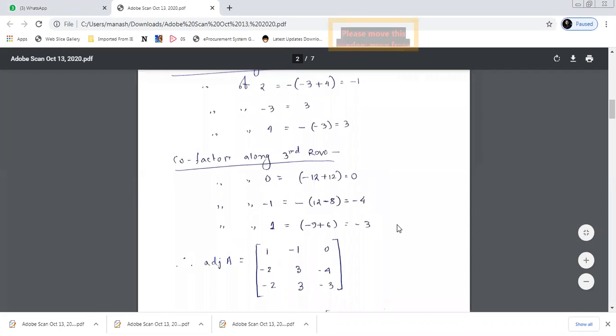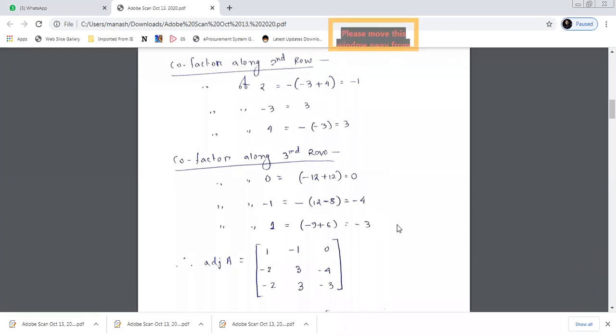Okay, listen. So how can we find the adjoint of A? At first, you have to find the cofactors of the elements along all these 3 rows. After that, simply you have to put the elements of the first row in the first column.